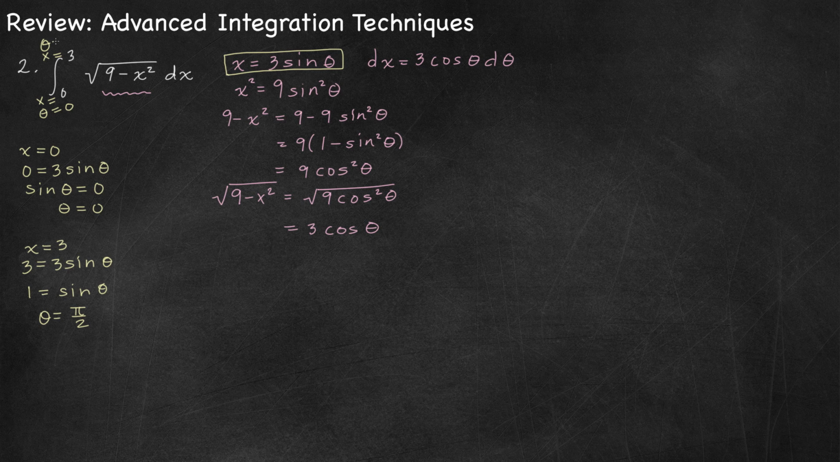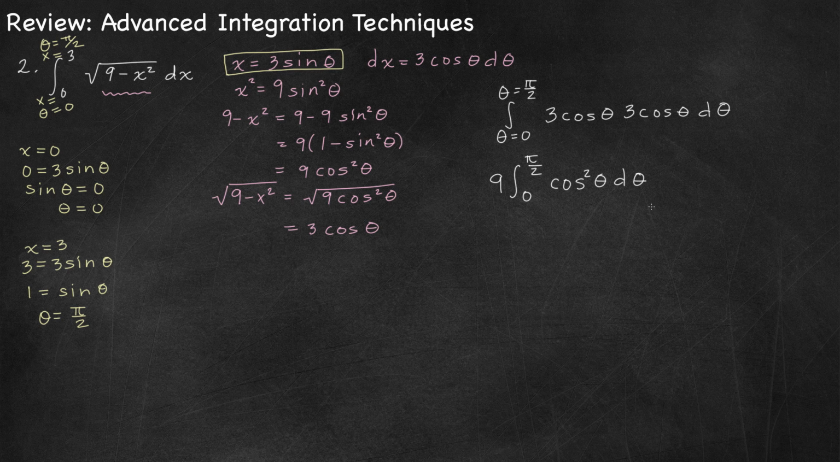So when x is 3, theta equals pi over 2. Then our new integral becomes the integral from theta equals 0 to theta equals pi over 2. The square root of 9 minus x squared was equal to 3 cosine theta, and dx is equal to 3 cosine theta d theta. So I have 9 cosine squared theta. The 9 is a constant multiple, so I'm going to bring that outside of the integral. So I have 9 times the integral from 0 to pi over 2 of cosine squared theta d theta.